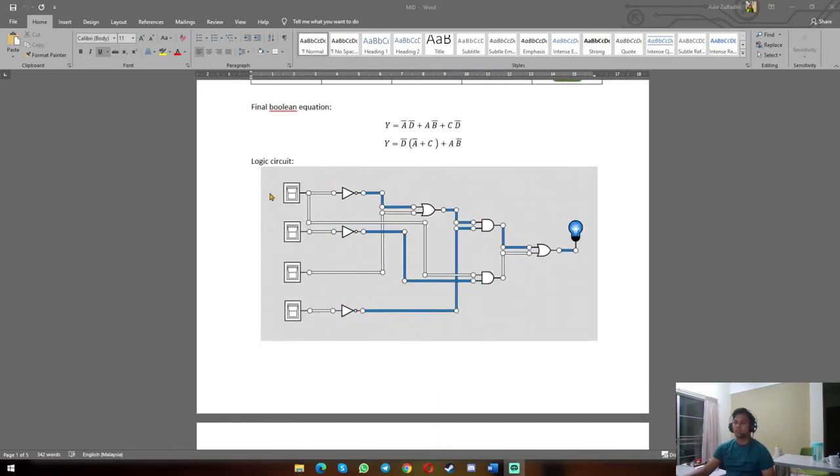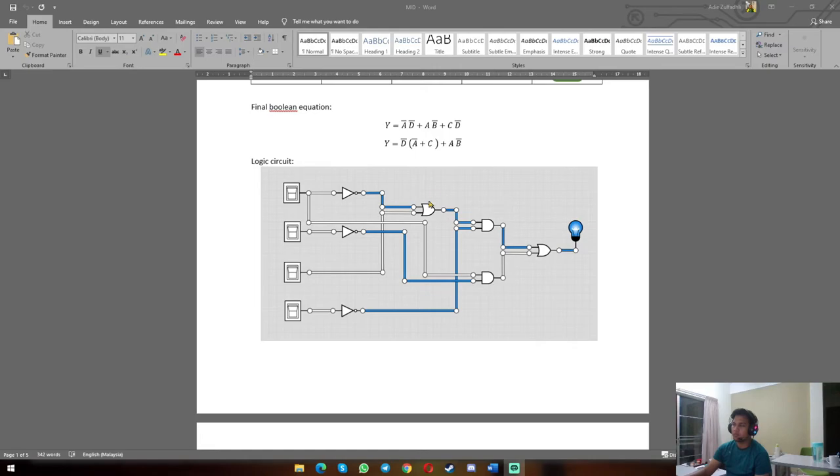Okay, so this is the logic circuit that I create from this Boolean equation. So this is A B C D and this is Y. As we can see, the output at this point is A bar and this is B bar. So A bar goes through to the OR gate and this is C. So C and A bar go to the AND gate. This is C, go to the AND gate. So this is the expression for this gate.